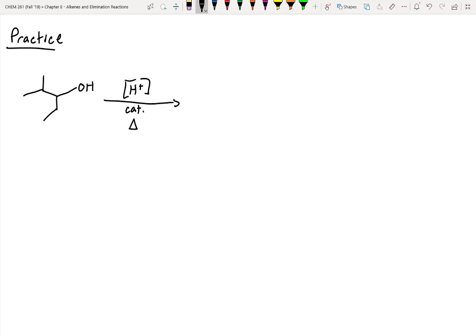All right, so I'm going to try something. I'm going to pretend like I'm an organic chemistry student working on this, and I want you to correct me if I'm making any mistakes. All right, so as an organic chemistry student, I'm going to say, all right, there's an alcohol, catalytic acid, heat.